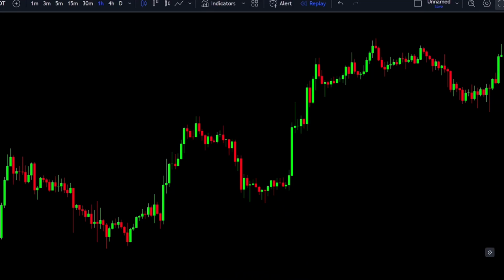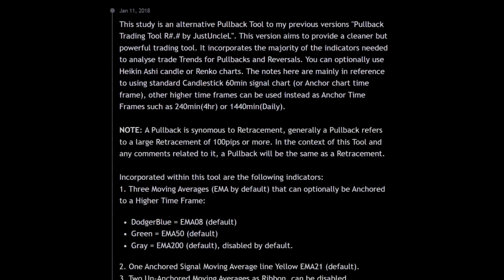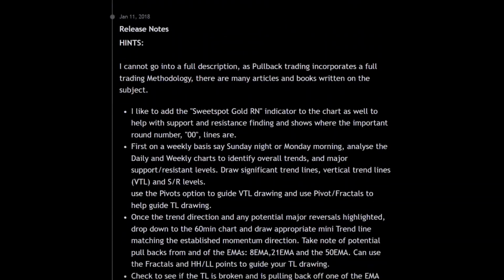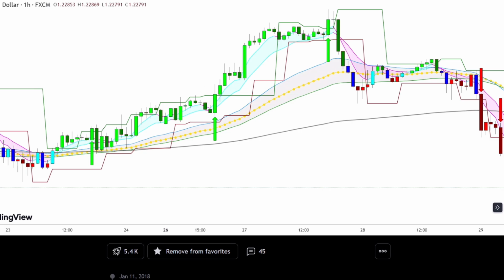Let's talk about the indicator we'll be using today, the pullback trading tool. This indicator is perfect for identifying potential pullback opportunities, which are great entry points for traders. If you're unfamiliar, a pullback is a temporary reversal in market direction, and this tool helps you spot those moments when the market is gearing up for its next move.